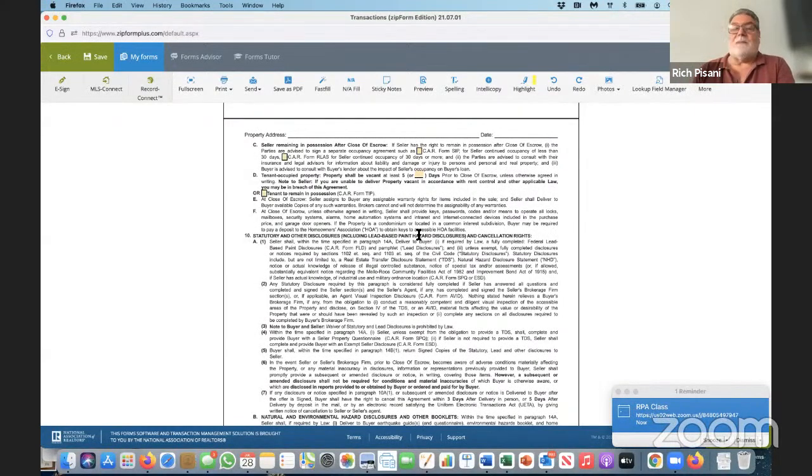If tenants are remaining in possession, it's a TIP. Look at this contract, tenant occupied. If it's a tenant occupied property, and the tenant supposedly is not to be remaining in possession of the property after close of escrow, then the property shall be vacated at least 5 days prior to close of escrow.